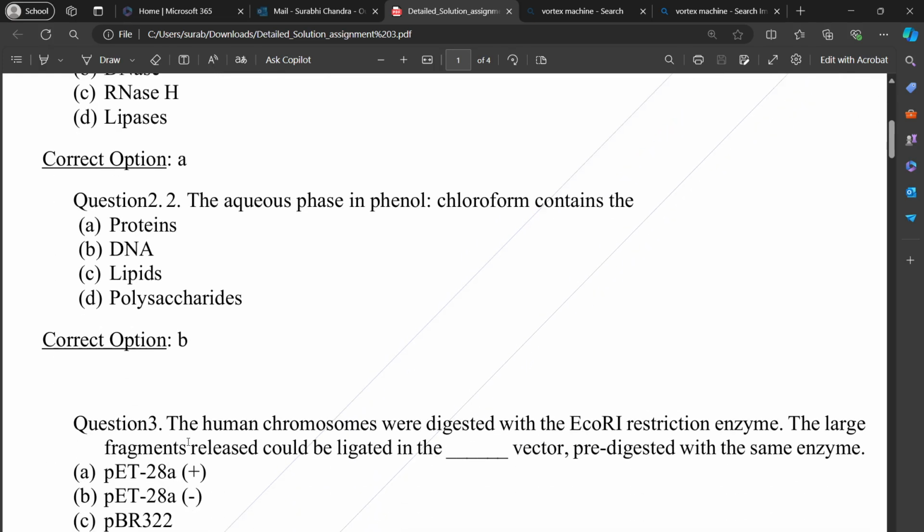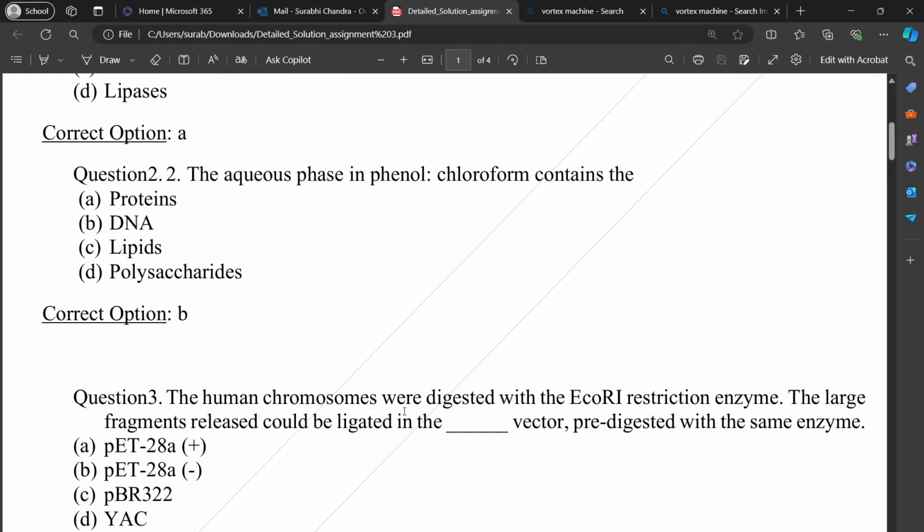Next is: the human chromosomes were digested with the EcoRI restriction enzyme. The large fragments released could be ligated in the dash vector, pre-digested with the same enzyme. So we are talking about human chromosomes, which are much larger than the E. coli ones. We talked about E. coli genomic DNA being around 4 megabases long, right? But human chromosomes are much, much larger than that.